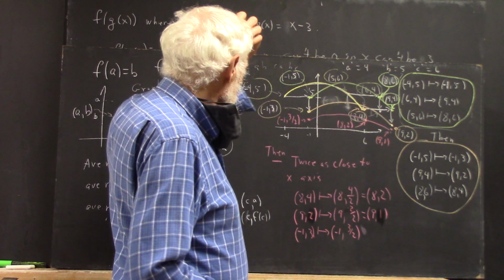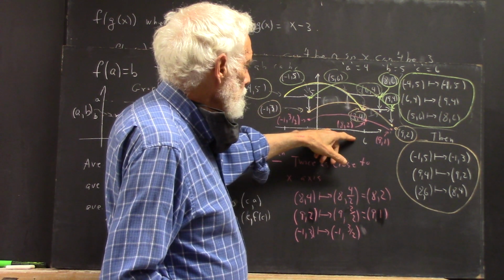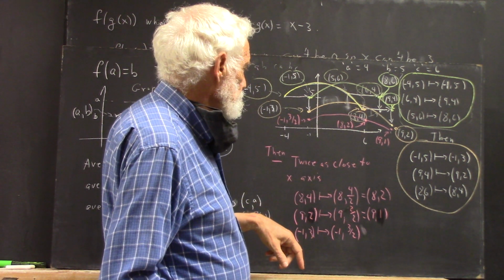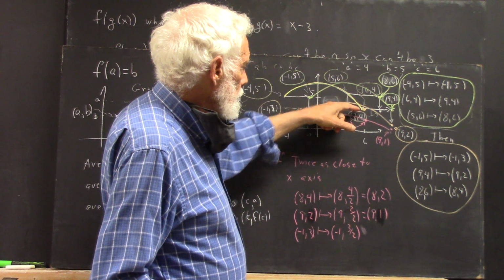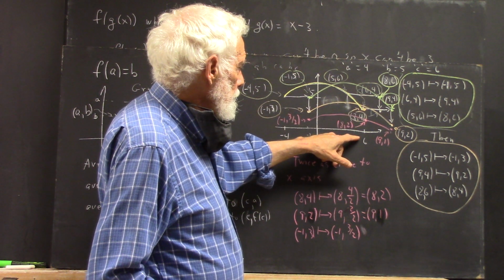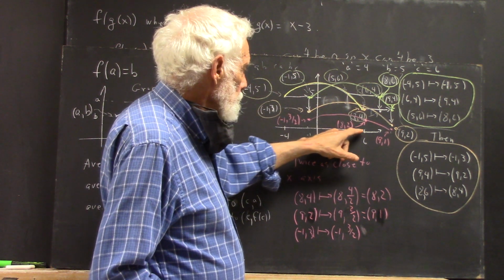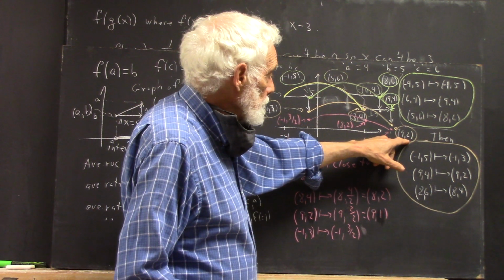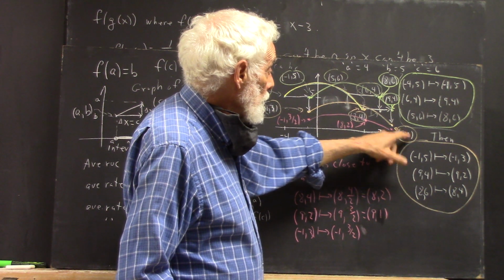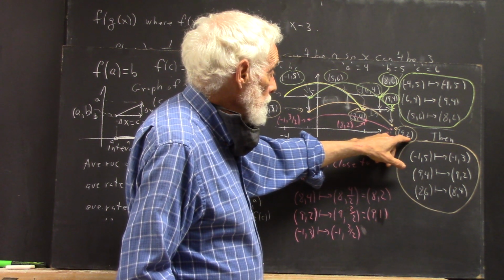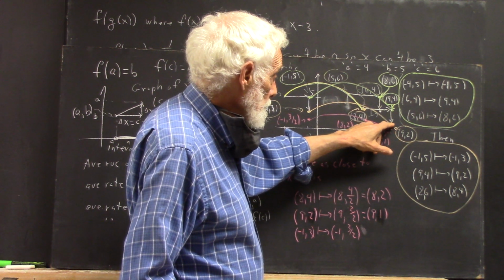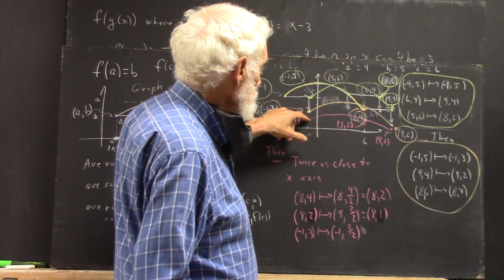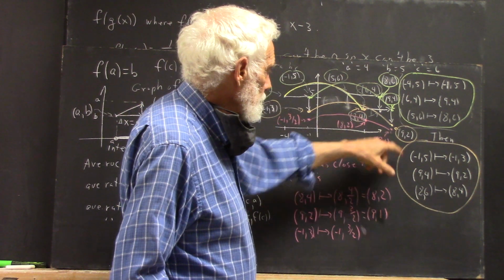This curve, the further a point is from the x-axis, the further it's going to move. So if we're 4 units from the x-axis, we're going to end up just 2 units from the x-axis. We'll have moved 2 units. If we're only 2 units from the x-axis, then when we transform that point, we're going to only be 1 unit from the x-axis. So this point doesn't move as far as this point. And this point moves not as far as this one, but further than this one.